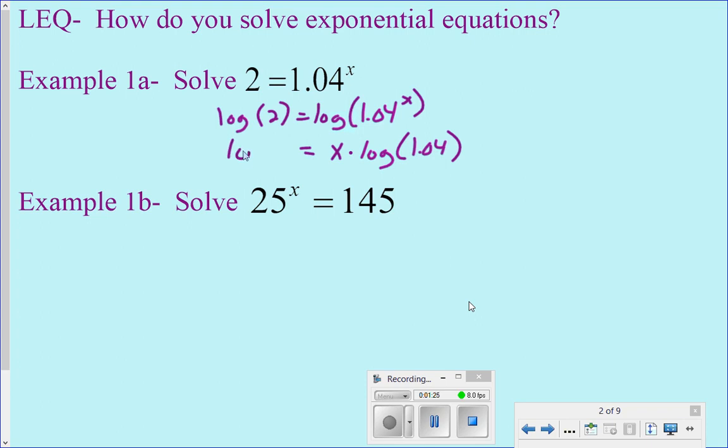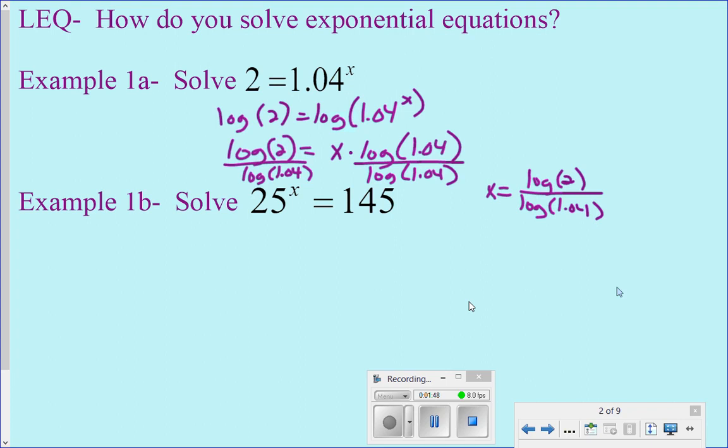And I'm just going to copy the left side. So now I can see that to get x by itself, I just have to divide by the log of 1.04. So if I want an exact answer, x is equal to the log of 2 divided by the log of 1.04. That's my exact answer, and then you can just type that in the calculator to get the decimal approximation, which is approximately 17.67.